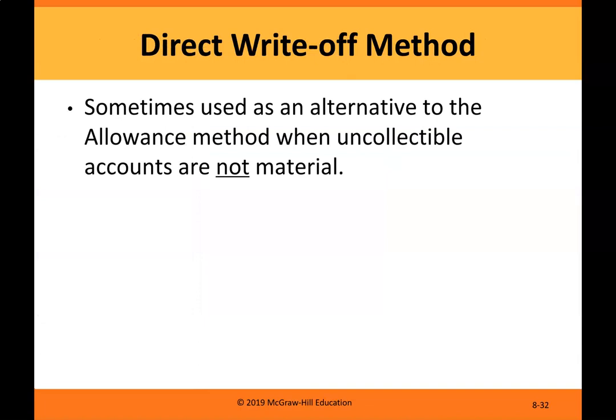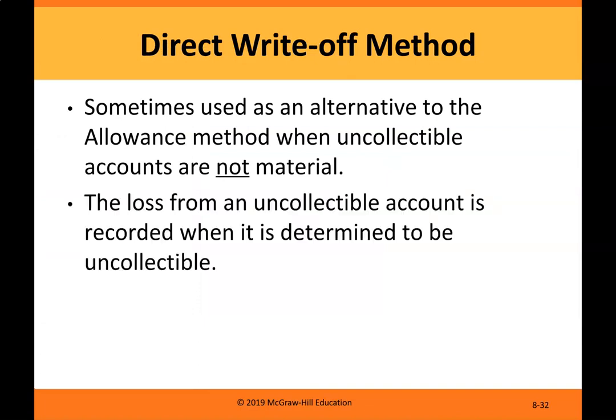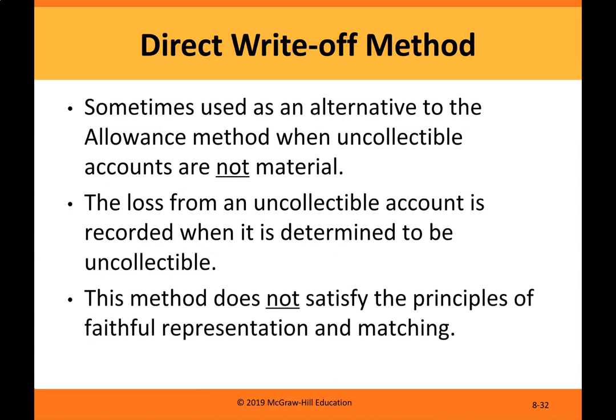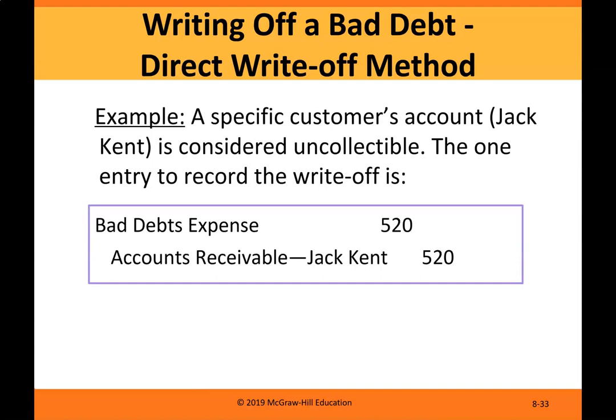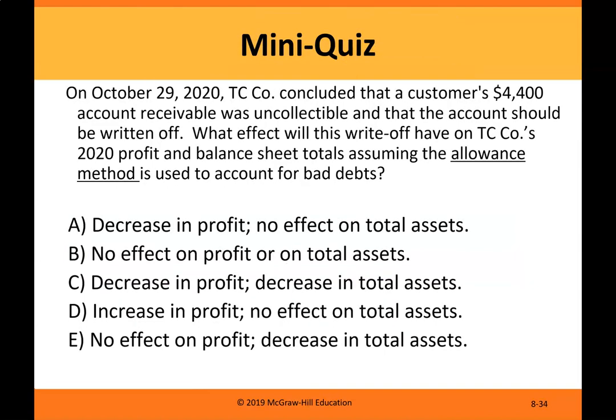Direct write-off method, sometimes used as an alternative to the allowance method when uncollectible accounts are not material. The loss from an uncollectible account is recorded when it is determined to be uncollectible. This method does not satisfy the principles of faithful representation and matching. Example: a specific customer's account, Jack Kent, is considered uncollectible. The one entry to record the write-off is debit bad debt expense $520, credit accounts receivable Jack Kent $520.